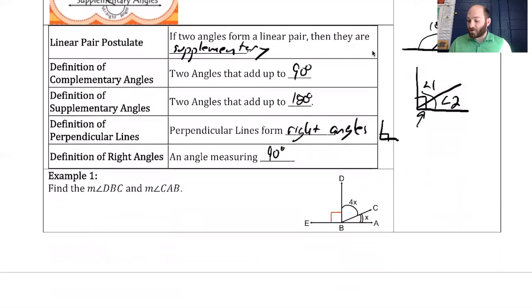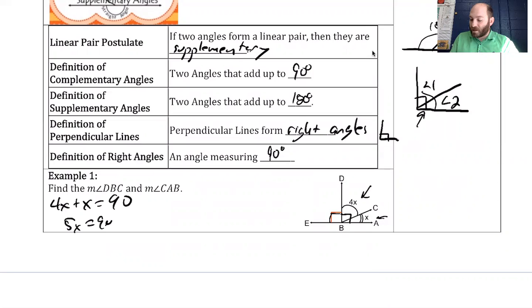All right, so here's our first example. This is how we can apply that. Find the measure of angle DBC and CAB. So based on this being perpendicular here, I know that this is also going to be a right angle. So my initial setup is going to be this: 4x plus x equals 90 degrees. I know this is based on the diagram, I know this to be true.